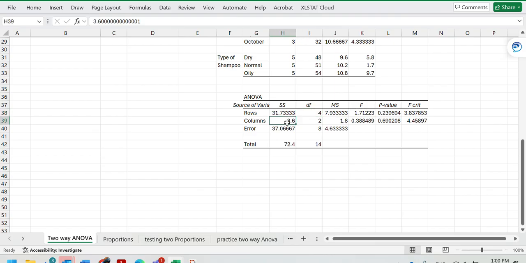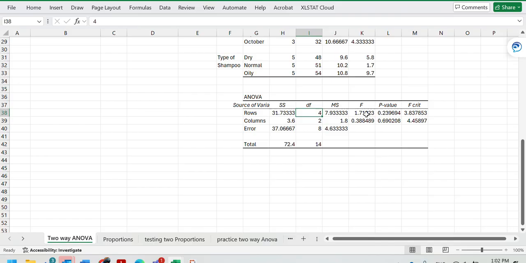How many columns did we have? 3. 3 less 1, 2. Totally, how many values? Less n minus whatever, okay? So that will give you the total number of error degrees of freedom. The next step also is the same. This MS is nothing but SS divided by df. Same idea for all of them, okay?